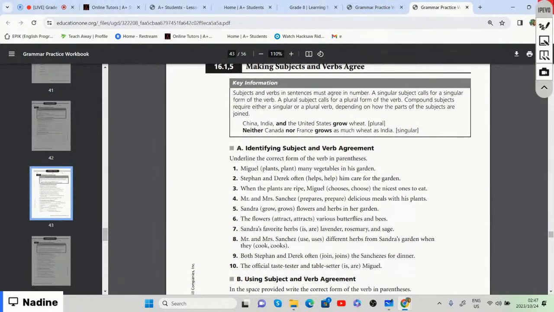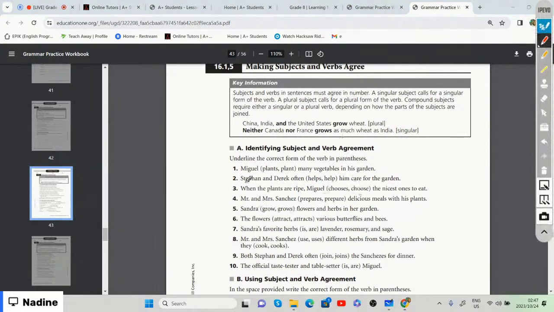All right, so we can say that Miguel plants many vegetables in his garden. And let's do one more. Stephen and Derek often helps him care for the garden, or Stephen and Derek often help him care for the garden. We need to choose one of those verbs to complete the sentence. So we can say Stephen and Derek often help him care for the garden.